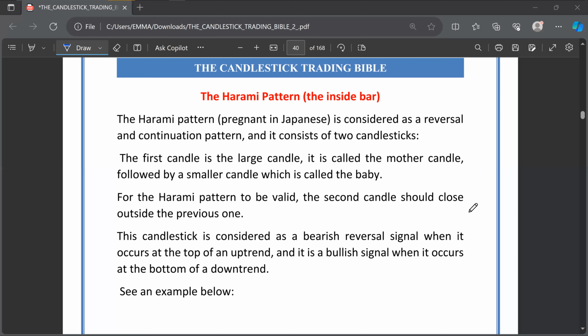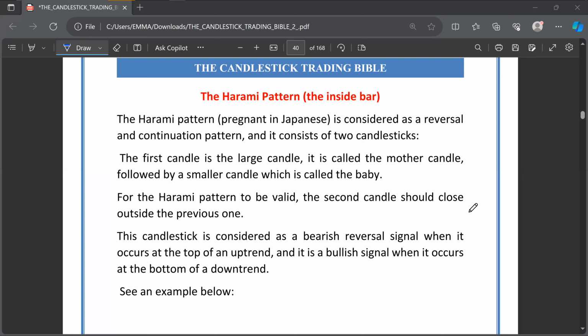Now the Harami pattern, pregnant in Chinese. Harami means pregnant. You are inside something else. In Japan, I think that's the translation. It is considered a reversal and continuation pattern, and it consists of two candlesticks.